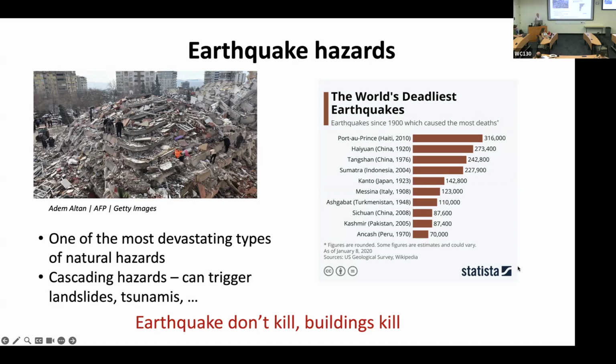But one thing we always say in our field is that earthquakes don't kill. What kills are the buildings. So it's important to build correctly. And that's different between a developed country and a developing country. In a developed country, we already have infrastructure that is much better, can withstand earthquakes compared to a developing country where we have all of these damages.